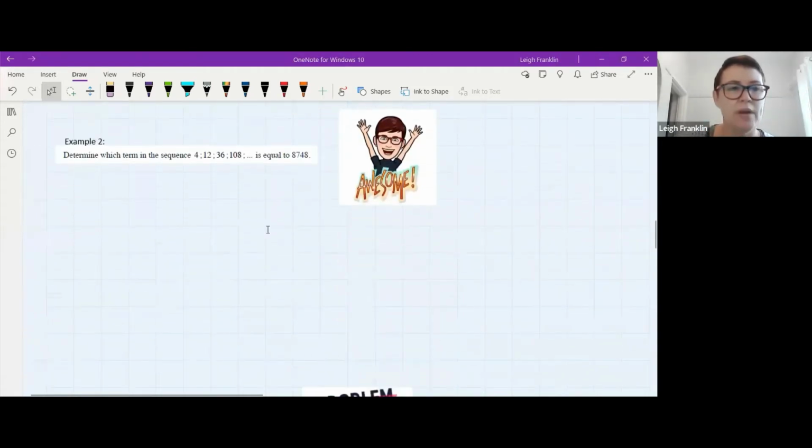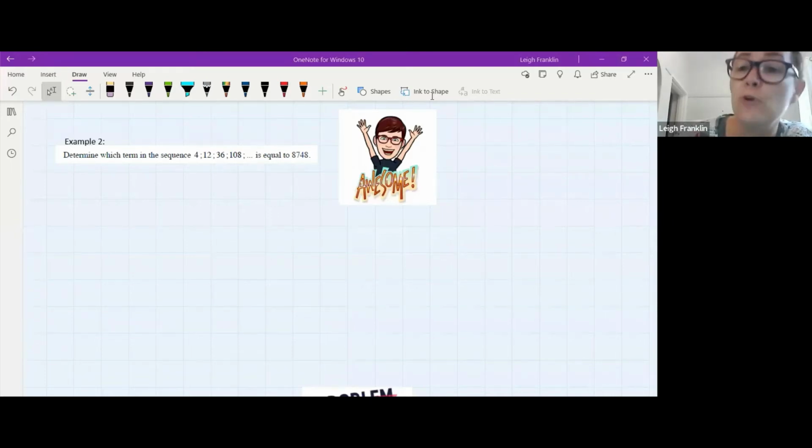Okay, so let's do another example, and then it'll be time for you guys to go and try another question in the traffic lights. Okay, so in example number 2, they've asked us to determine which term in the sequence 4, 12, 36, 108 is equal to 8748. So can you see here, they haven't told us what kind of sequence this is. They haven't said anything about whether it's arithmetic or geometric.